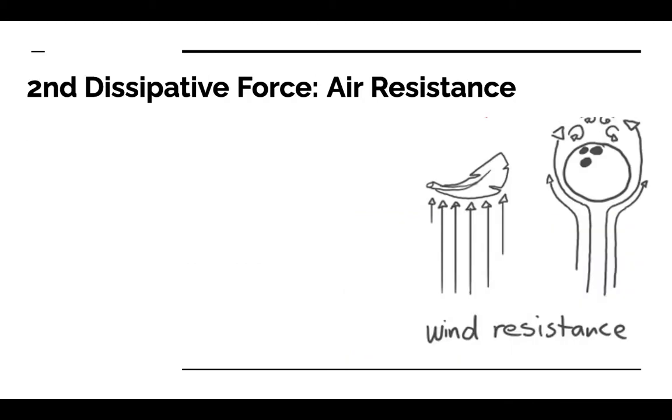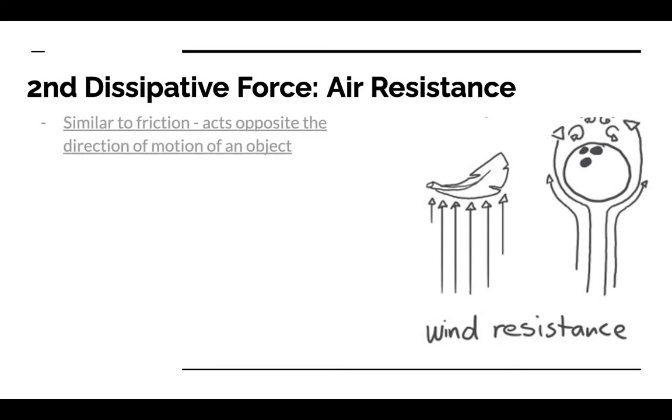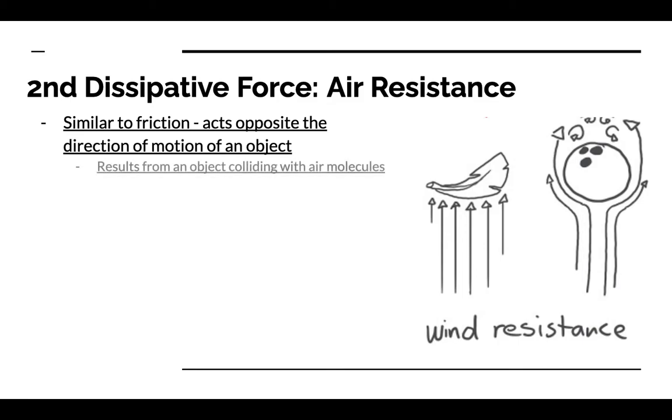So the second dissipative force is what we call air resistance, okay? Air resistance is similar to friction. It acts in the opposite direction of motion of an object. In fact, it's actually called air friction by some people, okay? What causes air resistance is that it results from an object colliding with air molecules.